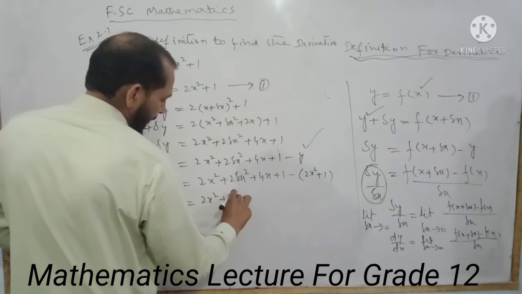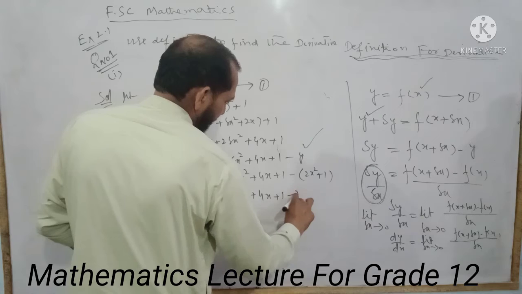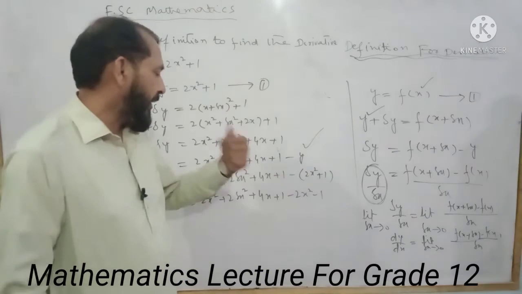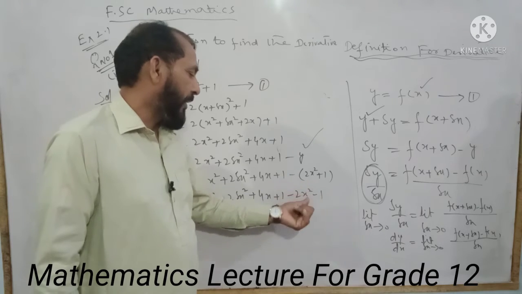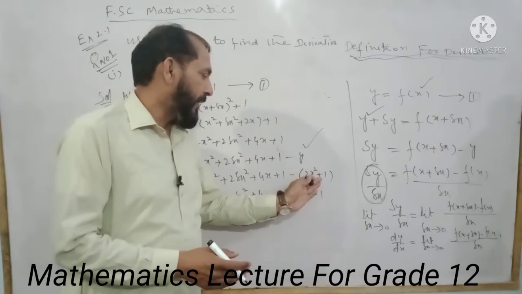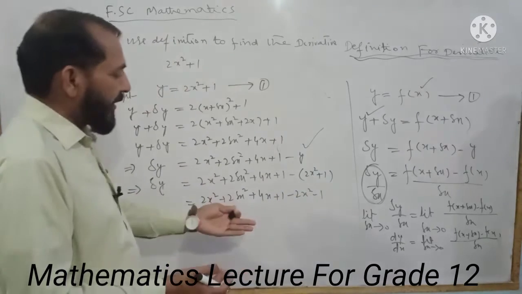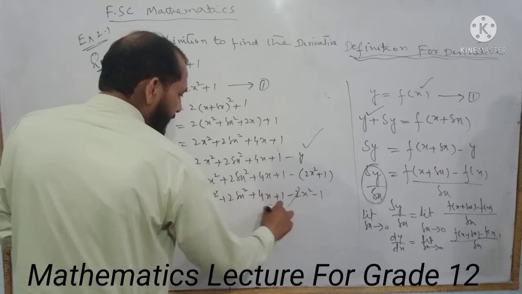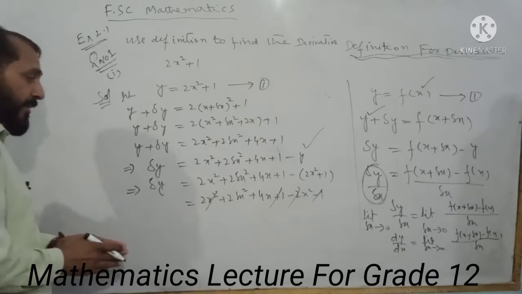2x square plus 2 del x, 4x plus 1, negative 2x square, negative 1. When there is a negative sign we have to open the bracket, so we change the sign of these values, so they are positive. Here 2x square and negative 2x square are the same values but opposite, so we can cancel each other.